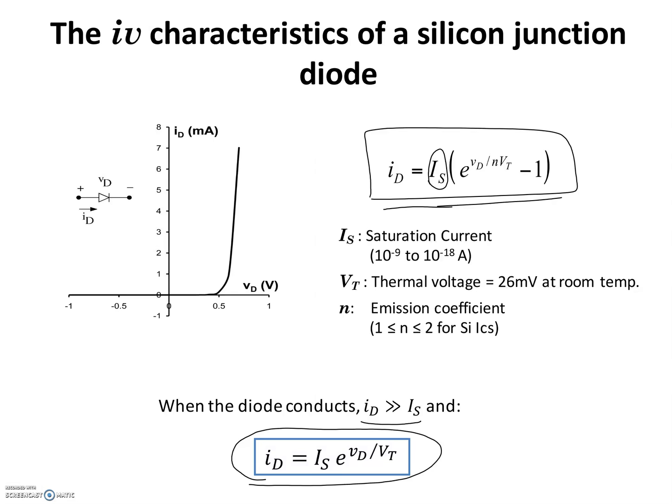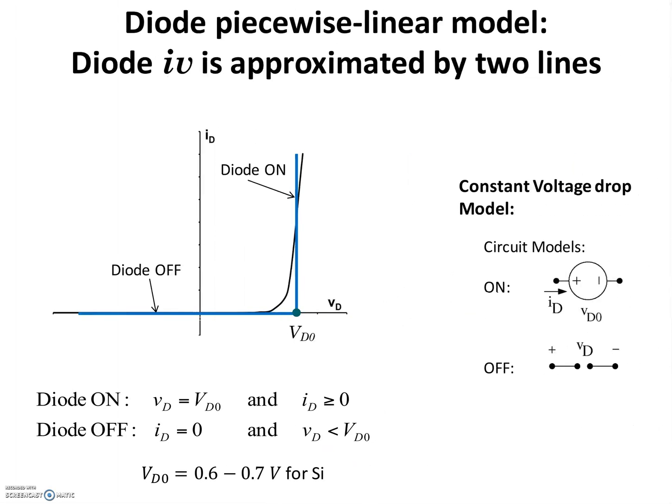We are not going to use this specific one for solving diode circuits, but we're going to use it for solving transistor problems. For solving the diode problems, we're going to use the piecewise linear model of the diode, in which the diode IV equation is approximated by two lines.